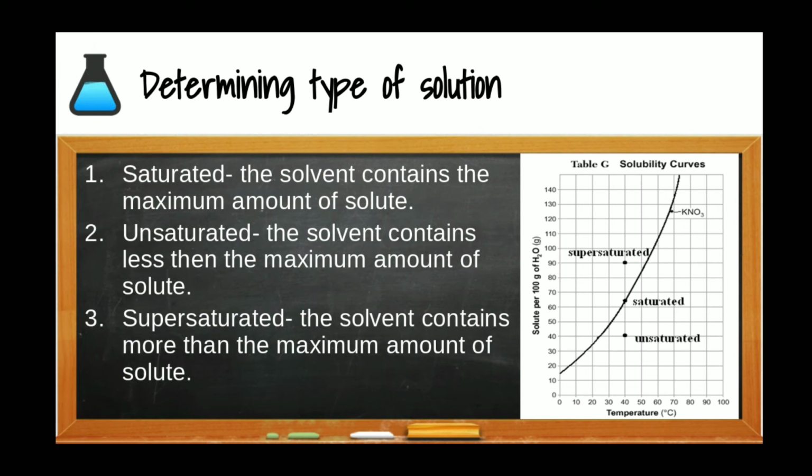So the formal definitions for saturated, unsaturated, and supersaturated are here. Saturated is the maximum amount of dissolved solute. Unsaturated is less than the maximum amount. And supersaturated is somehow magically, remember it's a unicorn, more than the maximum amount dissolved.